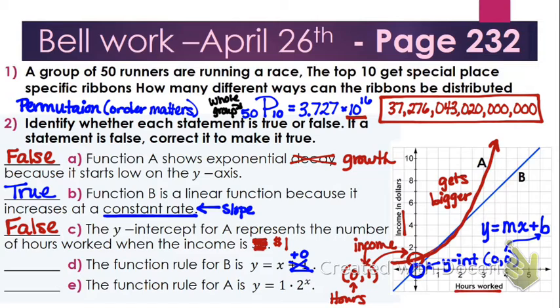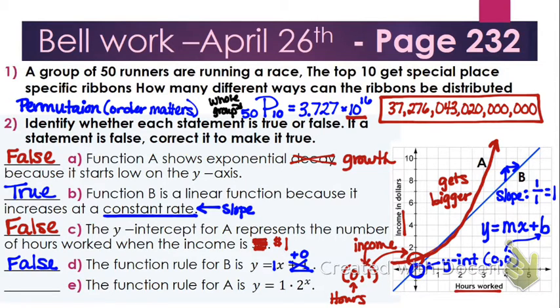It does have a slope of 1. It is going up 1 and right 1. So our slope, our rise over run, is correct, because in front of the x there is an invisible 1. So this was false the way it was written.